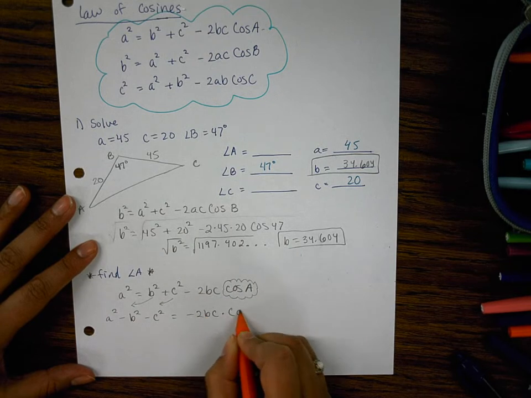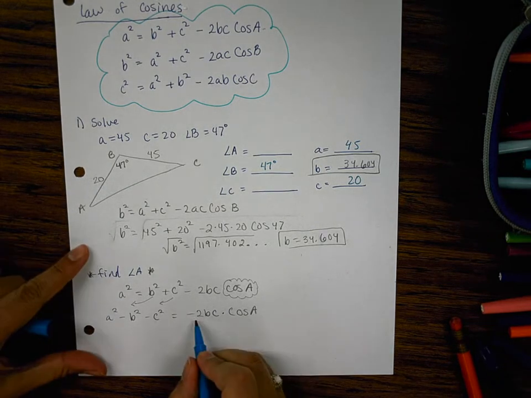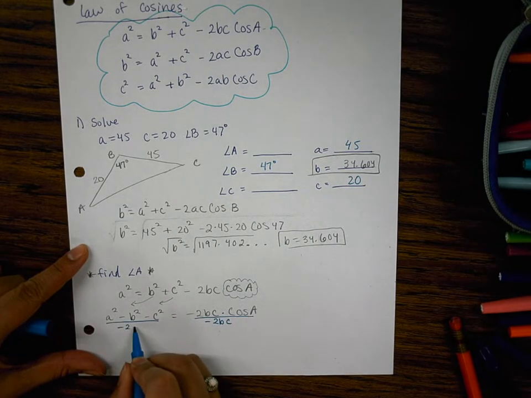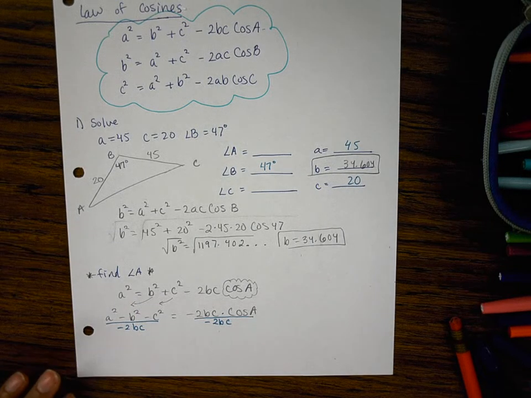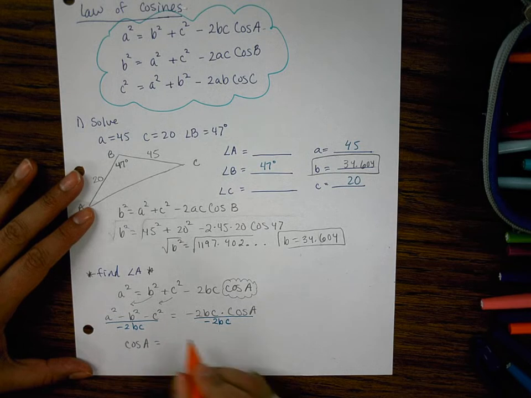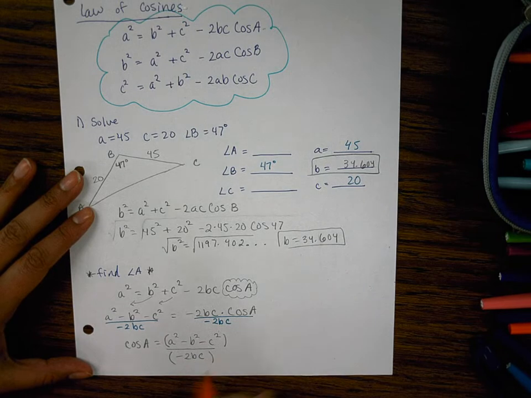I can't move this over because it's being multiplied. The 2bc is being multiplied by the cosine of A, so I can't subtract that over. But I can divide it. So I'm going to divide both sides by negative 2bc. And this is what I'm going to be using. So I have cosine of A equals a squared minus b squared minus c squared over negative 2bc.